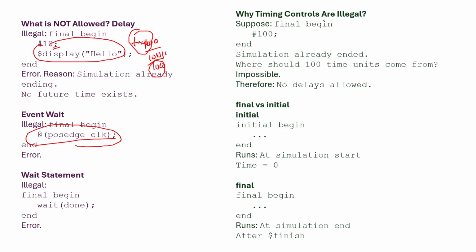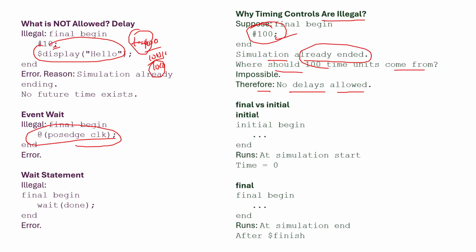Why are timing controls illegal? Because where should 100 time units come from? That is impossible. See, this is the final block, so no delays are allowed. That means the simulation has already ended. In your final block, if you give a delay, it is not possible to extend that.